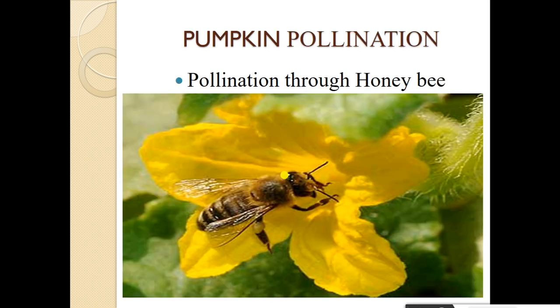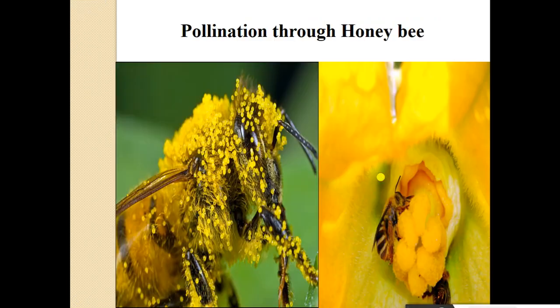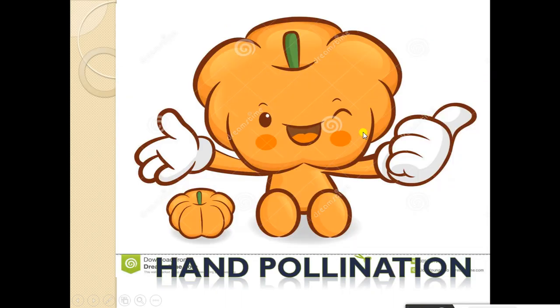Then pumpkin pollination. Pollination in pumpkin is done through honeybees. The honeybee transfers the pollen grain from one flower to another flower. The pollens are attached to the hairy portion of the honeybees and transferred to another flower.